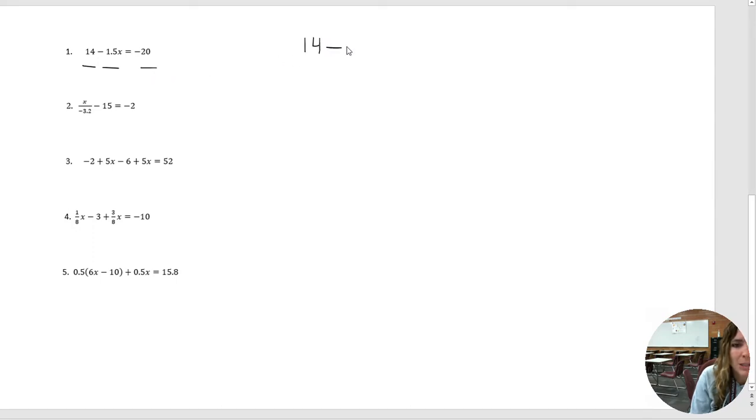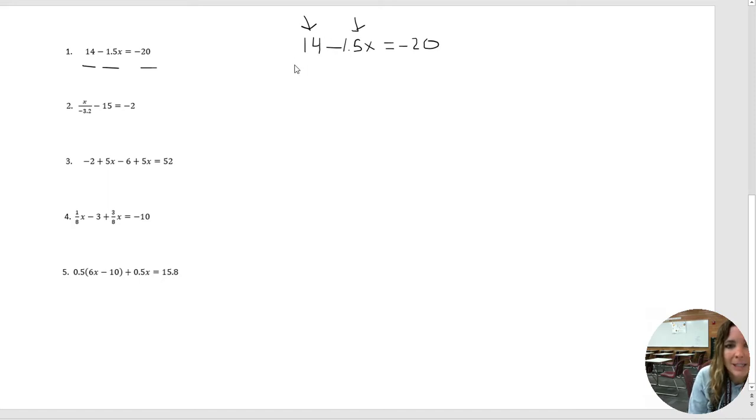So when you are solving this equation, the very first thing you want to do is find your variable term. You want to figure out what's happening to the variable. So here's the variable term. It's being multiplied by a negative 1.5. And before we can do anything with getting rid of that multiplication of a negative 1.5, we need to get rid of the 14 on this side. We need to get rid of the constant.